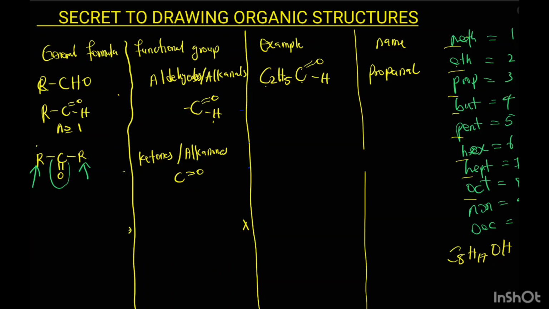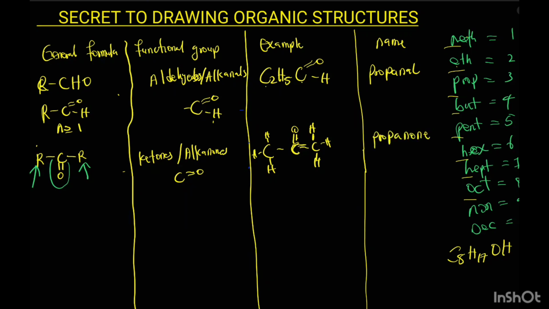Do you understand? So for example, C double bond O. So let's count the stability of carbon here. 1, 2, 3, 4. This carbon is stable. 1, 2, 3, 4. Let's put our hydrogen. And for this carbon, 1, 2, 3, 4. For this carbon, so it's balanced now. So this is propanone.